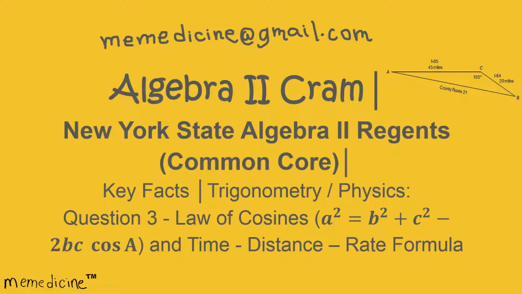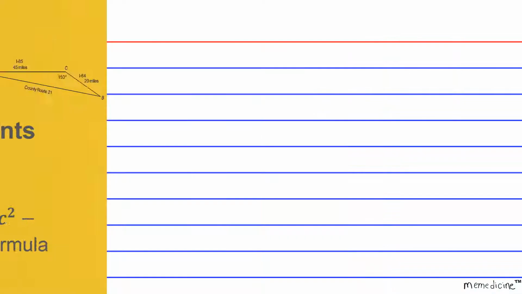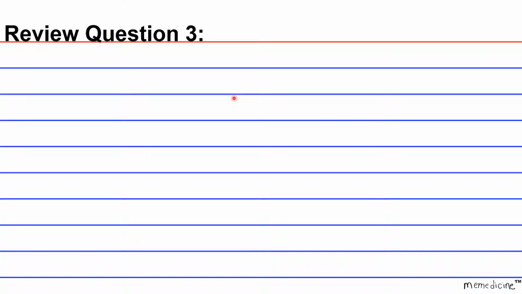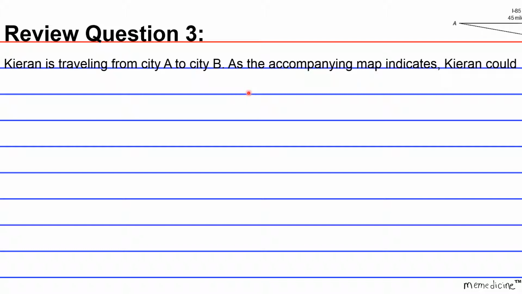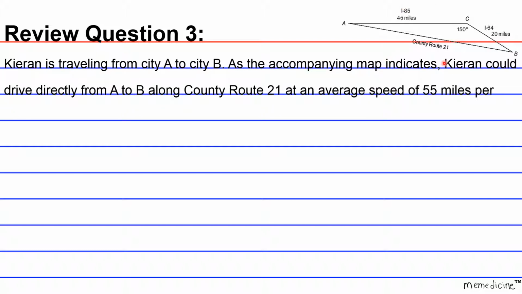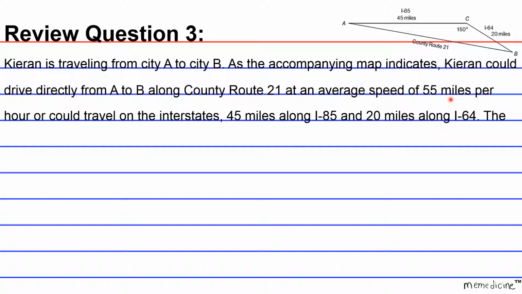So let's delve into this question together. Review question 3. Karen is traveling from city A to city B as the accompanying map here indicates. Karen could drive directly from A to B along County Route 21 at an average speed of 55 miles per hour, or could travel on interstates I-85, which is 45 miles long, and 20 miles along I-64.